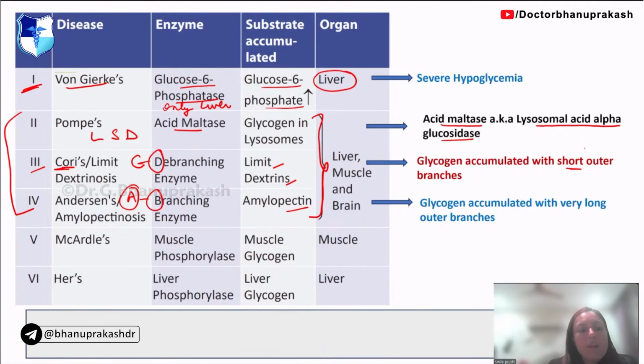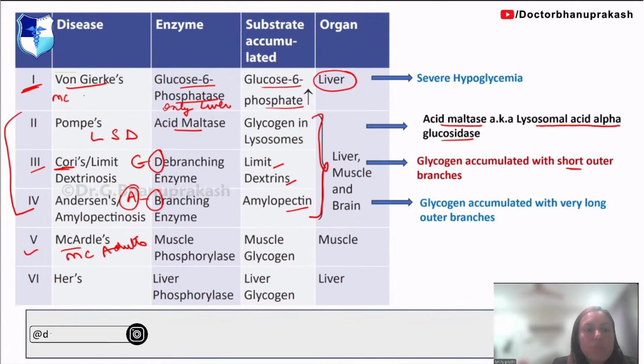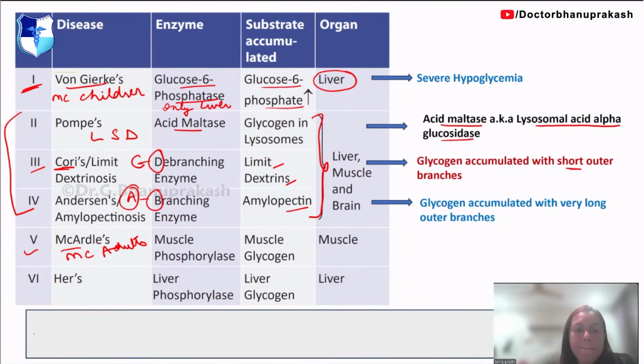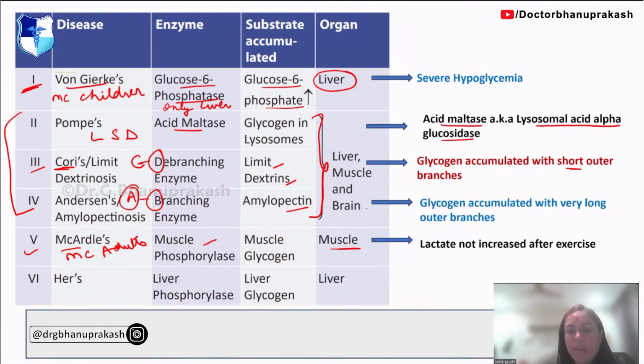Okay. Coming to type 5 McArdle's, which is most common in adults. Most common glycogen storage disease of adults is McArdle's. Most common in children is von Gierke's. The enzyme of McArdle's is muscle phosphorylase, organ affected only muscle. Characteristic feature, which is always given in a question of McArdle's disease, lactate not increased after exercise.